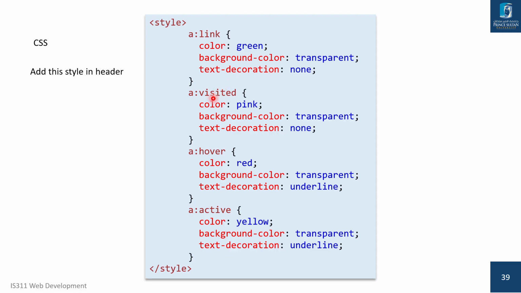Then I'm saying visited. If I have visited that link, make the text color pink, no background color, and there is no decoration as well. But change the color from green to pink. And then I have the hover. Hover means when I bring my cursor on that link, make that color red, background color again nothing, or transparent, and underline that specific link.